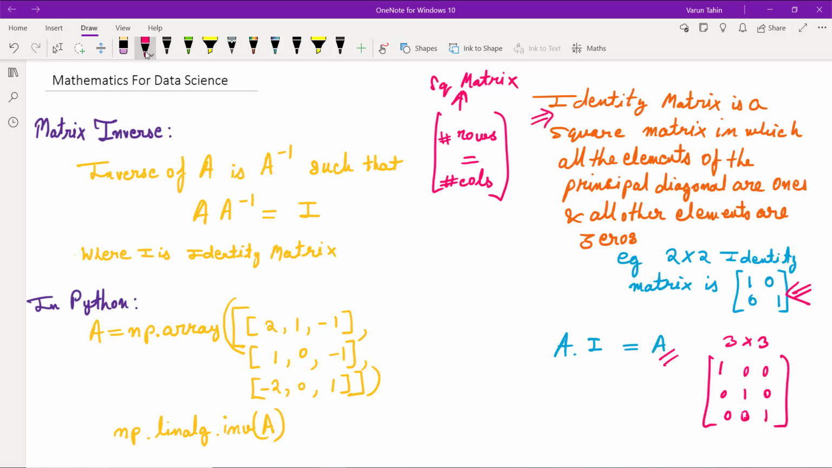Now what is matrix inverse? The inverse of a matrix A is represented by A with a symbol of -1 on top. Wherein if the matrix A is multiplied by its inverse, we will get the identity matrix. And in Python you can directly derive the matrix inverse by the linalg.inv method of NumPy by supplying the matrix inside the method.